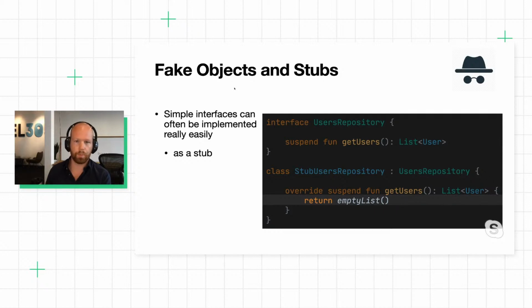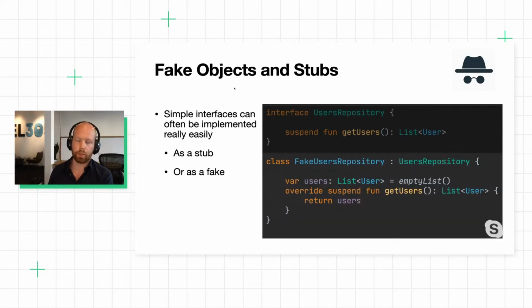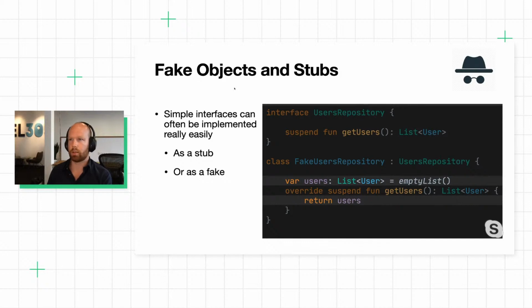We can also implement it as a fake. So now we have this fake users repository, and instead of always returning an empty list, we have a users property that can be mutated, and we return that from the get users function. So in our test suite, we can actually modify the users variable, say we now want to return some other list of users, and the get users function will return that. So in this case, fakes and stubs are really easy to implement. They won't change as often.